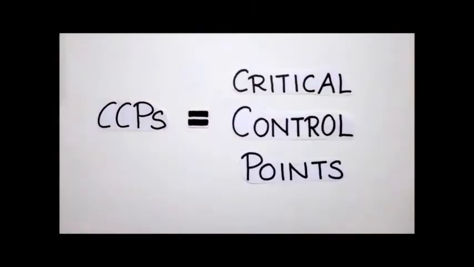Critical control points are any point or step at which control can be applied so that a food safety hazard can be prevented, eliminated, or reduced to an acceptable level. We first identified control points in our report, and then determined if they were critical control points.